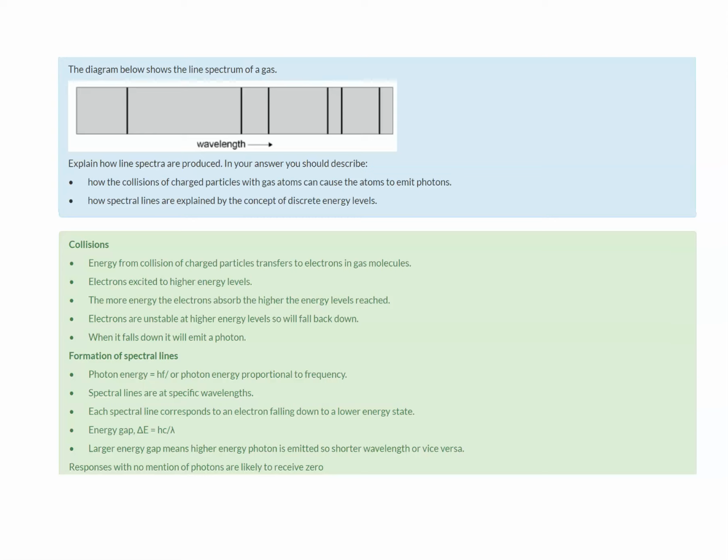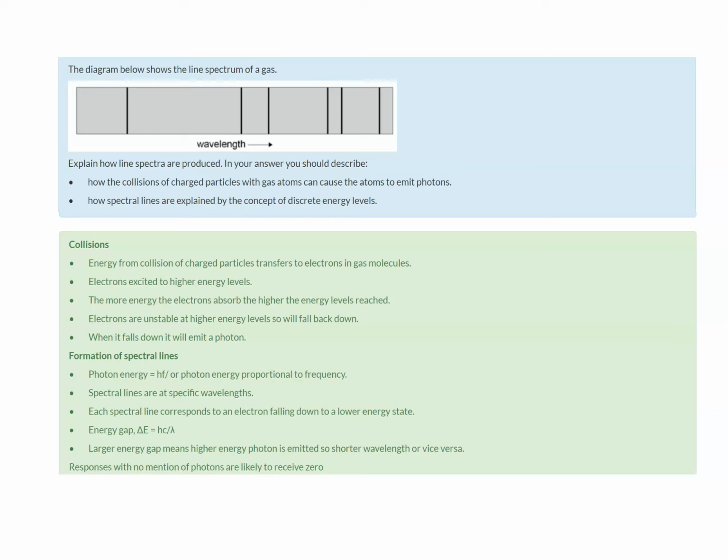Like all these questions, there are multiple parts. In this case, it's quite simple. There are just 2 parts. But the crucial thing is that you need to make sure you address both parts of the question: how the collisions of charged particles with gas atoms can cause the atoms to emit photons, and how the spectral lines are explained by the concept of discrete energy levels.